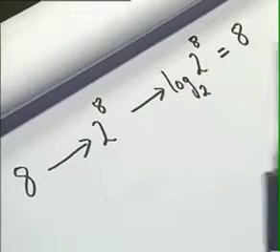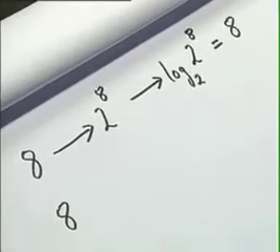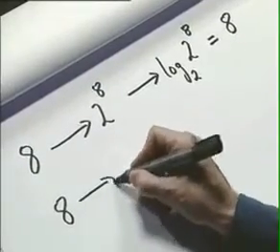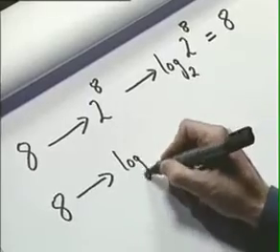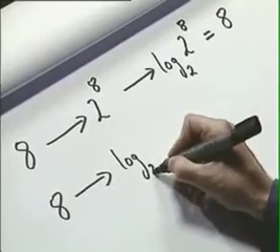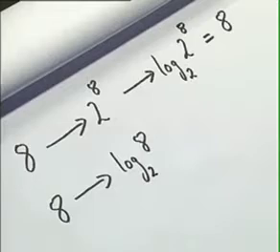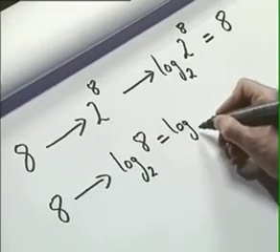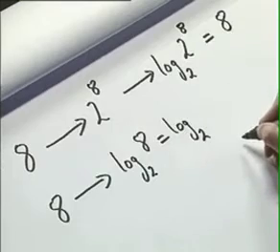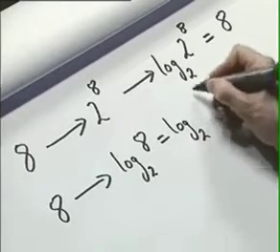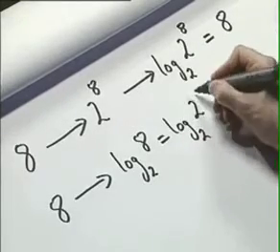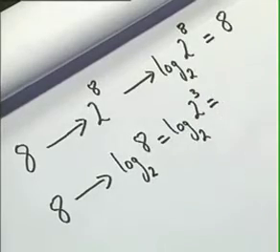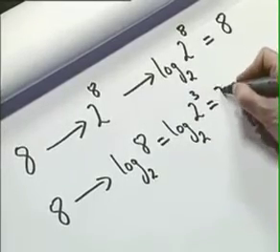Does it work the other way around? So let's start with 8 again. And this time let's take the log to base 2 of 8. Well, I know that the log to base 2 of 8, well, I need to write the 8 in a different way. I need it as 2 to the power 3. And that, of course, gives me the answer straight away. This number is 3.